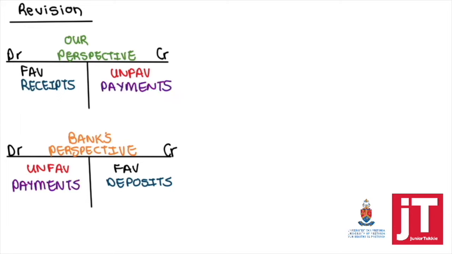If we look at payments, all payments will appear on the credit side in our books, and on the bank statement, they will always appear on the debit side. So we are comparing the debit side of our bank account with the credit side of the bank statement. We compare the credit side in our books, in our bank account, with the debit side on the bank statement.